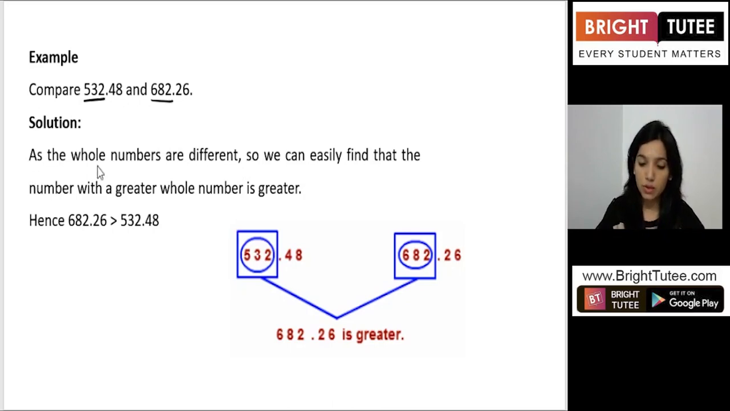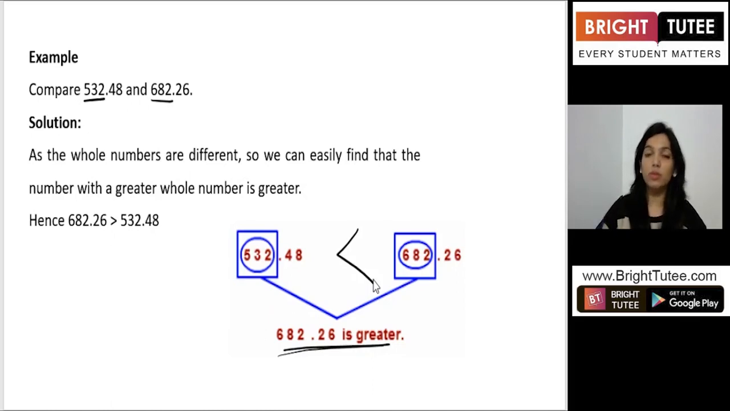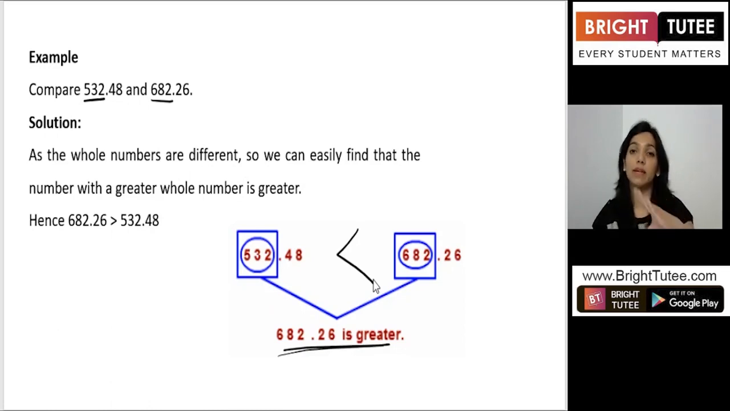So clearly as the whole numbers are different, the greater the whole number, the greater the number. Clearly 682 has a greater whole number, so it is the bigger number. And how do we put these greater than, smaller than signs? I hope you know that the crocodile is a greedy animal and he eats the bigger side. So whichever number is bigger, we put the crocodile mouth open on that particular number, right?